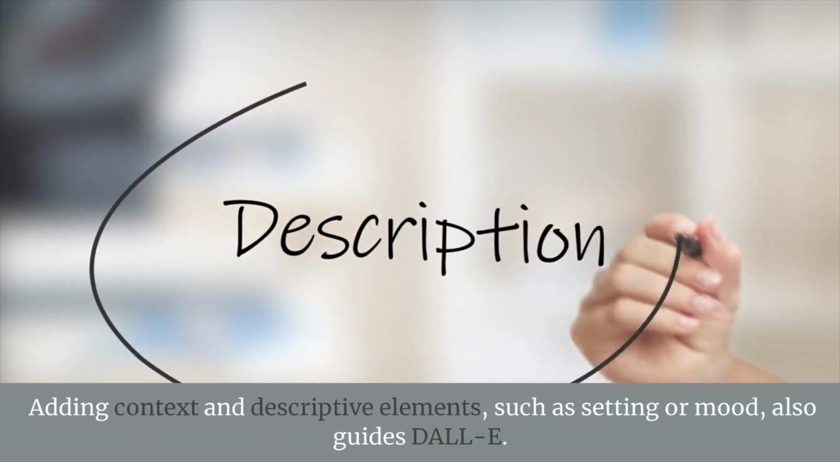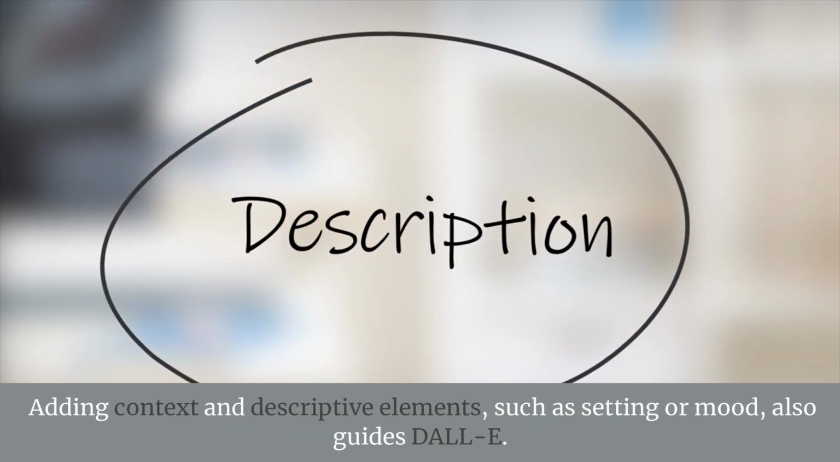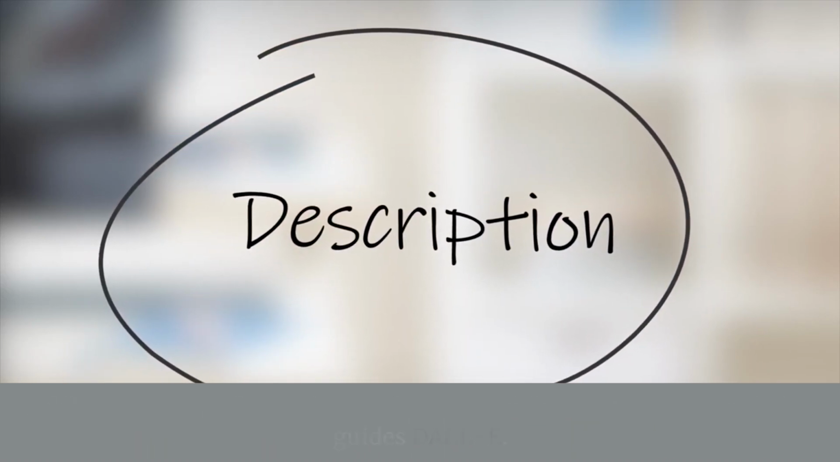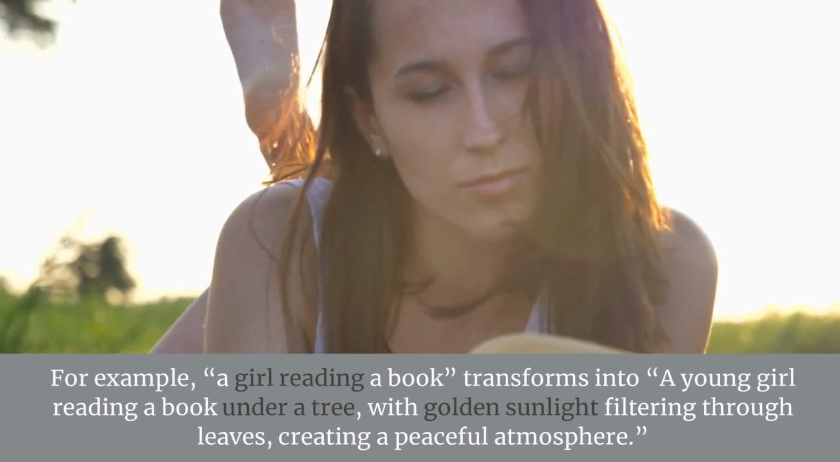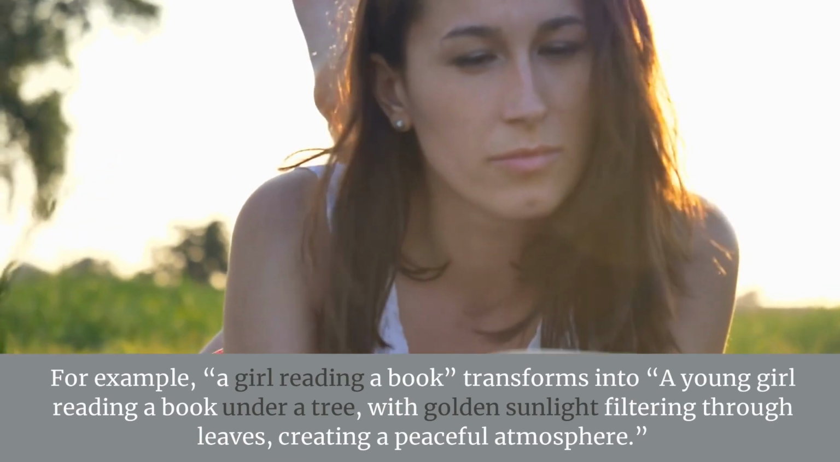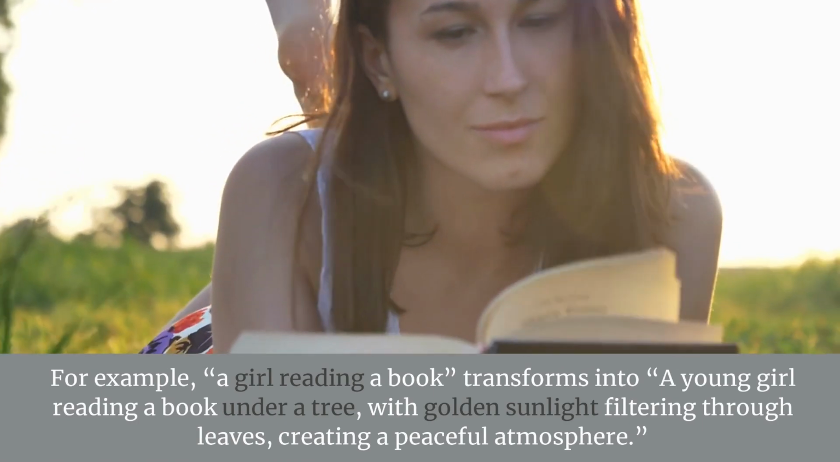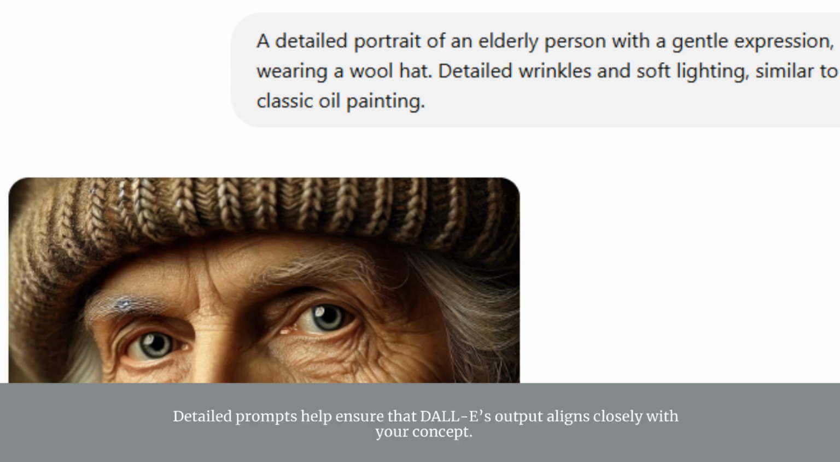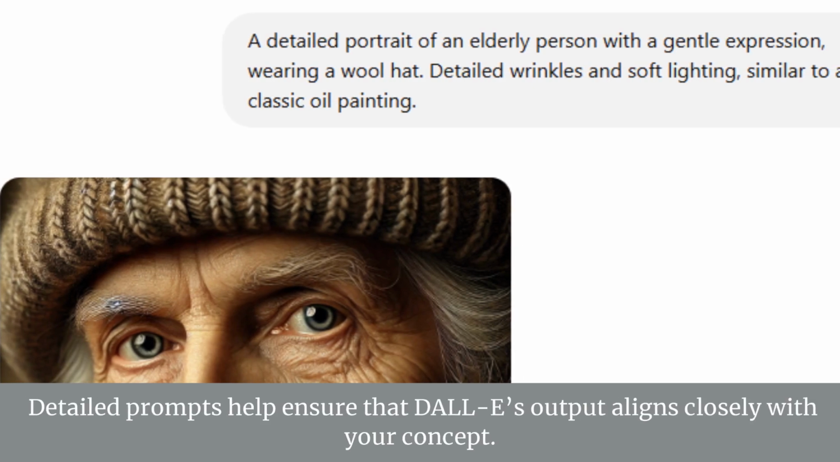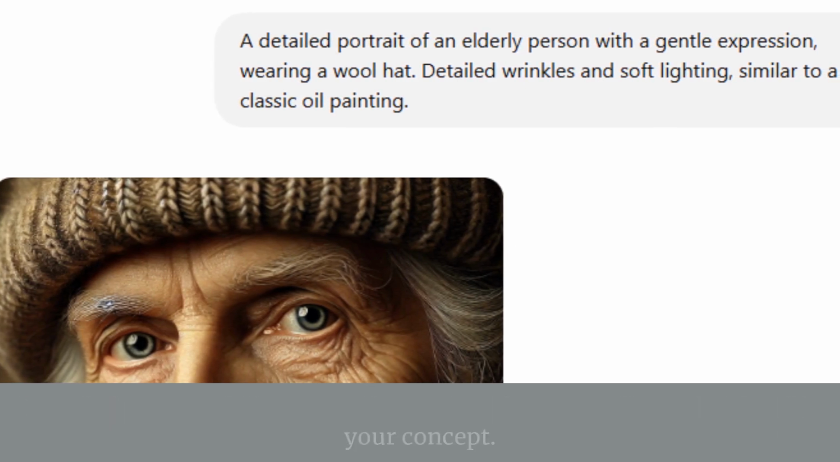Adding context and descriptive elements such as setting or mood also guides DALL-E. For example, "A girl reading a book" transforms into "a young girl reading a book under a tree with golden sunlight filtering through leaves, creating a peaceful atmosphere." Detailed prompts help ensure that DALL-E's output aligns closely with your concept.